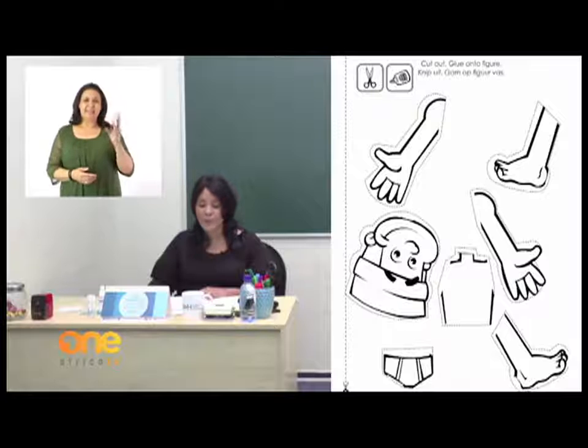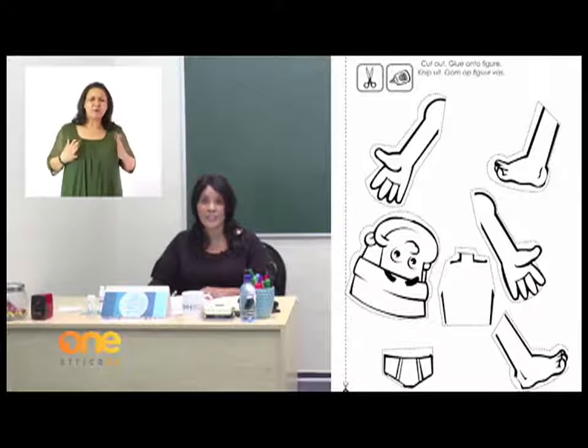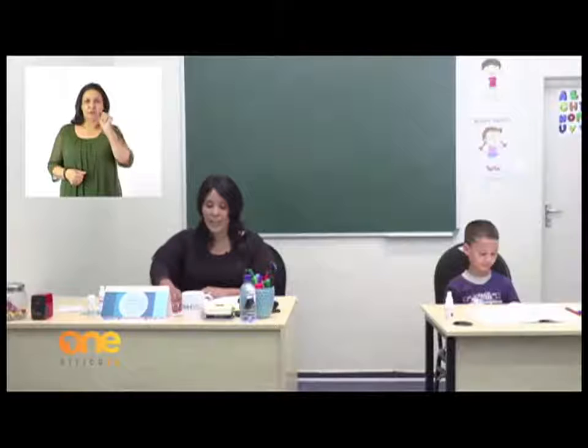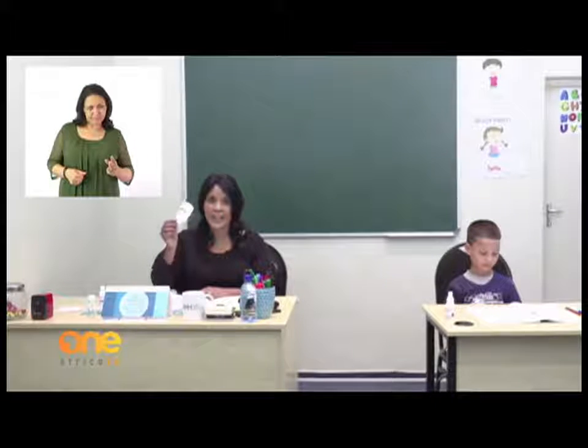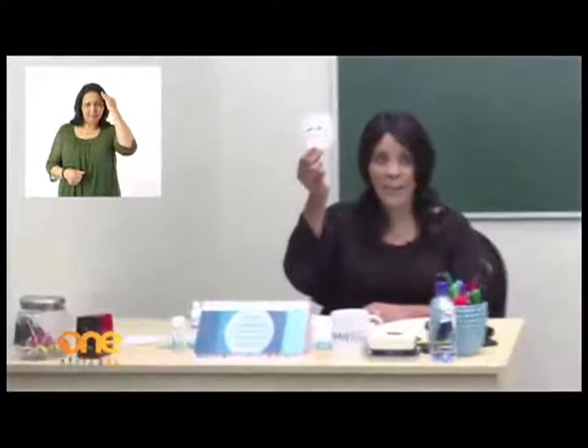You will see the different body parts of the boy. Can you see the different parts? Now you take your scissor and you cut on the dotted lines. You can cut out the head, like I've done here. Then you cut out the body, and the arms, and the legs, like I've done here. And the pants for the boy.